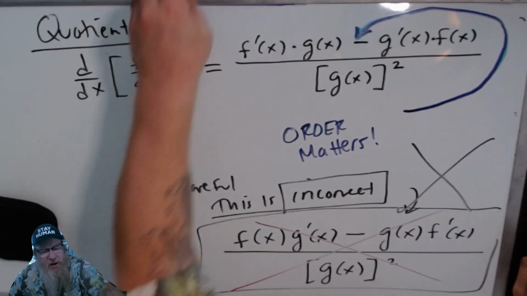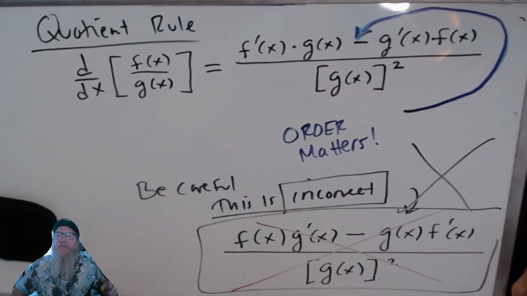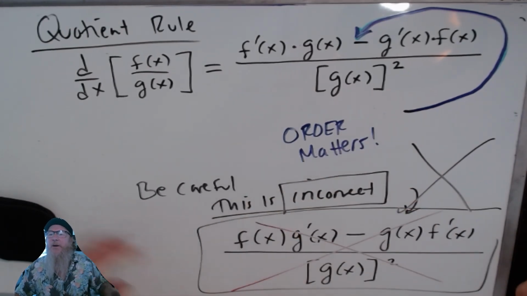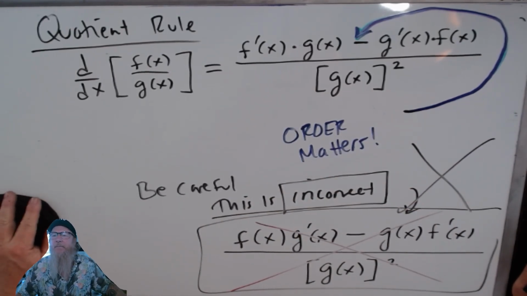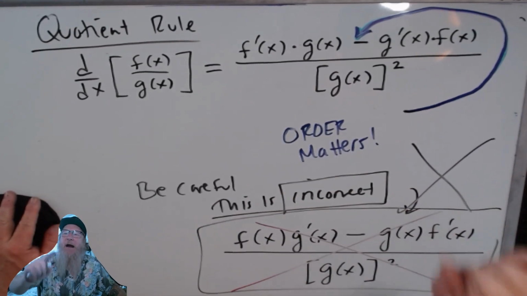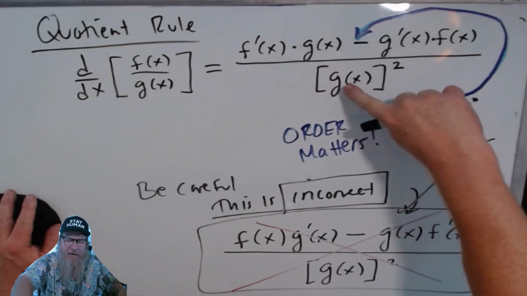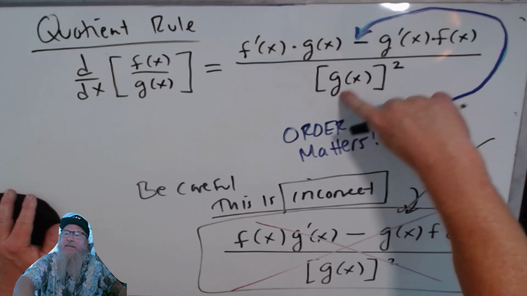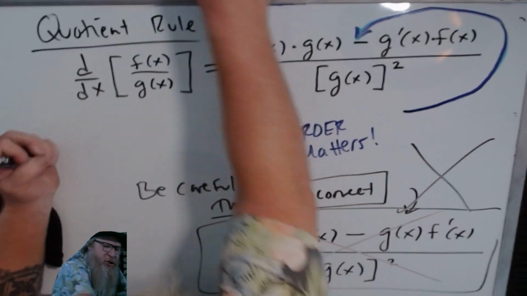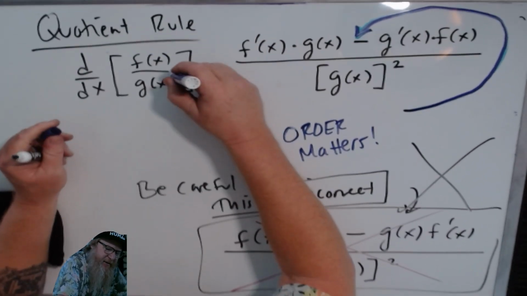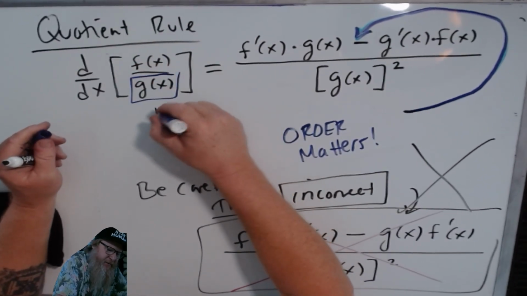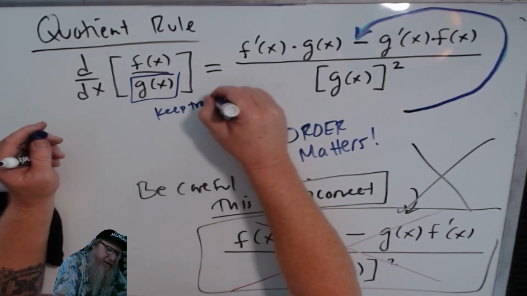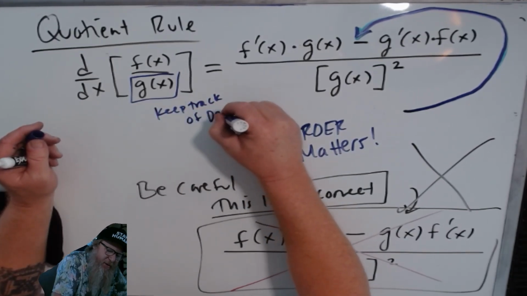So this one's a little harder. It's not quite as forgiving. If you screw up the order, you will get the wrong answer. Here's the way I remember it. Whichever function is in the denominator must be g. So keep track of the denominator.